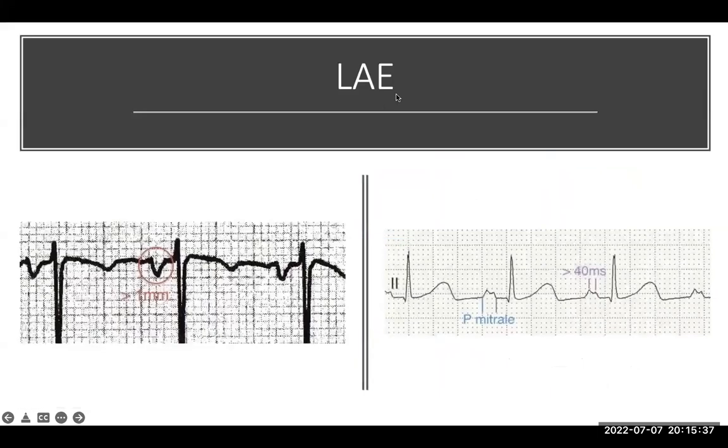Now, let me show you examples. For the left atrial enlargement in V1, the negative deflection, which is the biphasic negative part, becomes more prominent. While in lead 2, the P wave becomes broad.